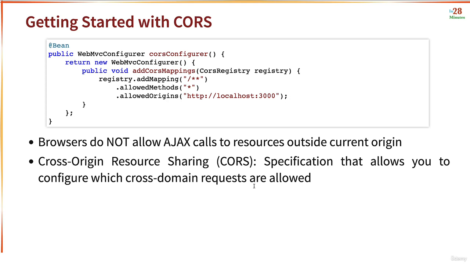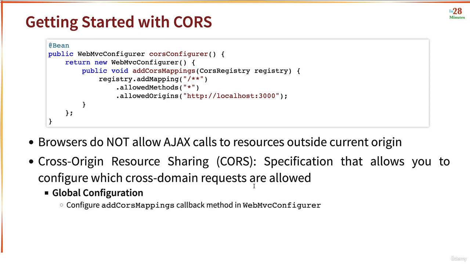cross-origin resource sharing. There are two approaches that you can use. One is global configuration, the other one is local configuration in every controller. The global configuration is applicable to all controllers, all resources, all REST controllers. The way you can configure global configuration is by adding an addCorsMappings callback method in WebMvcConfigurer.